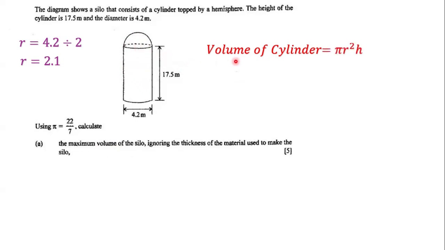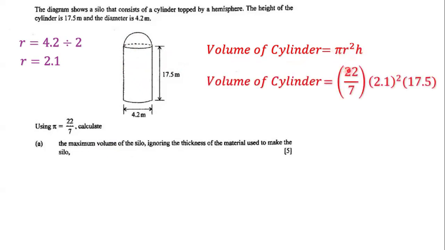The formula for the volume of a cylinder is pi r squared multiplied by h, where pi is equal to 22/7 and r is equal to 2.1. How did we get that? We got 2.1 because 4.2 is the diameter and the radius is half of the diameter. So the radius is 4.2 divided by 2. And so the radius is equal to 2.1.